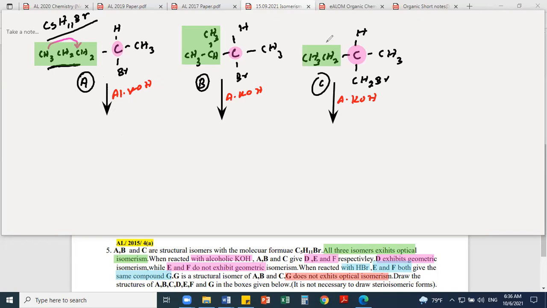Remember, if you want to write this with your red pen, when removing HBr, bromine goes from one carbon, and hydrogen goes from the adjoining carbon. Very, very important. Bromine from one carbon, hydrogen will not be removed from the same carbon. Hydrogen goes either from this side or from this side. This hydrogen is not taken out. Is that clear, everyone?